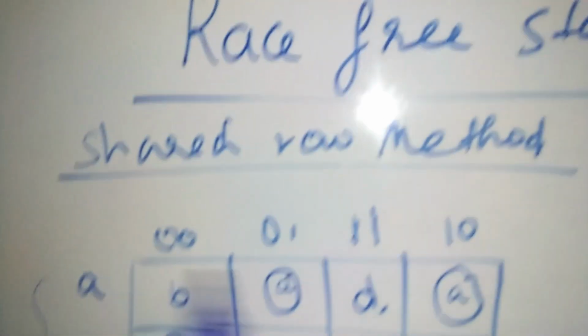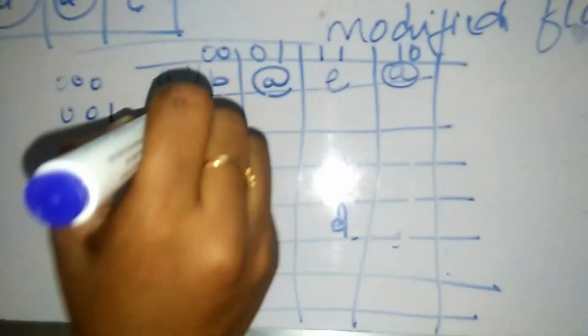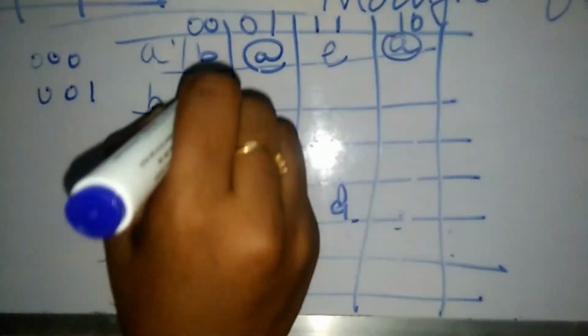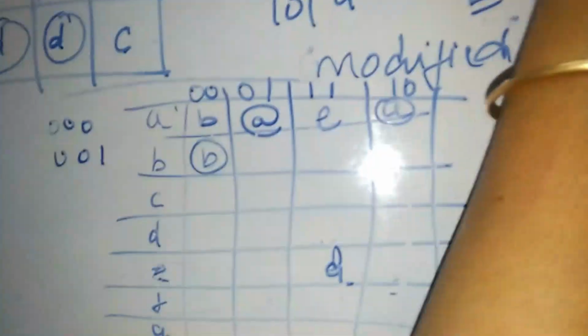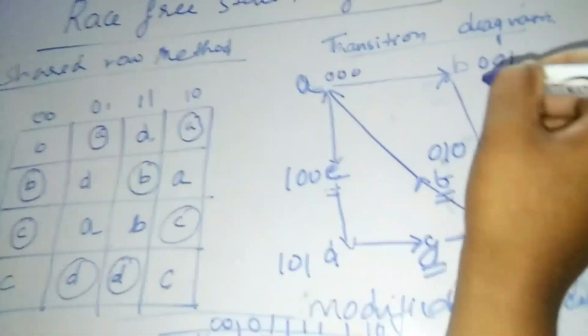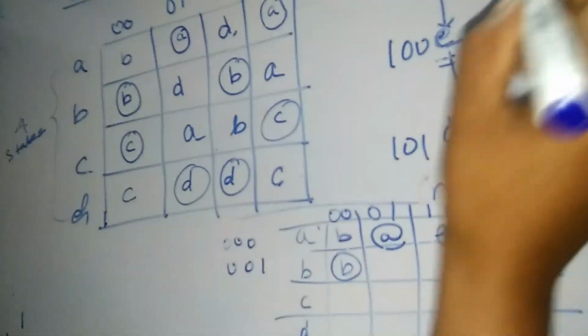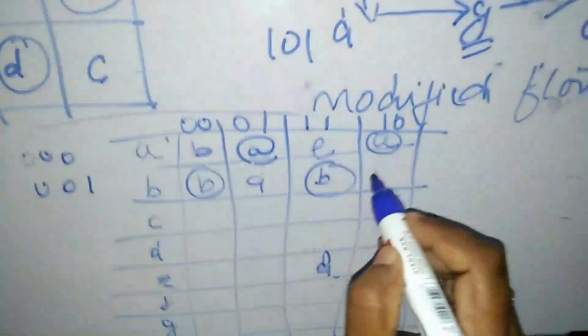Next, A is going to A, so this is the same for me. Now come to B. B is going to B, so there are no issues. B is going to D, and there is no change in position, so it will be the same. Here it is B again. B going to A is no problem, because only one position changes, so A.